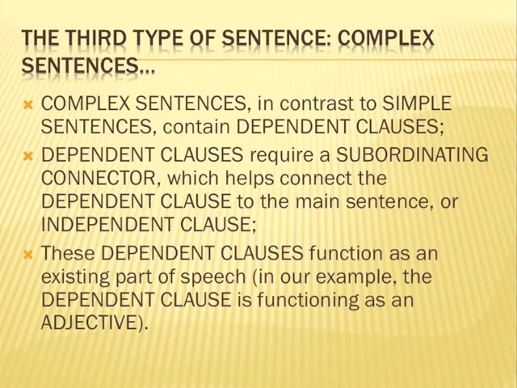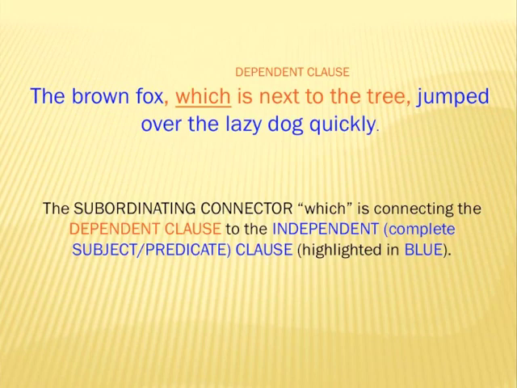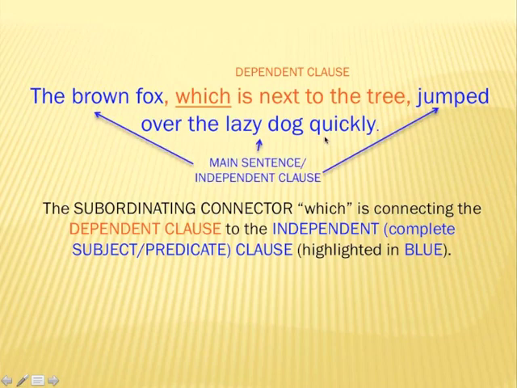Now, one thing you're going to notice is that these dependent clauses function as an existing part of speech. So in our example, the dependent clause was functioning as an adjective. So watch what happens. We've got this connector which is connecting the dependent clause idea, which I've highlighted here in orange, to the entire independent idea. Now, of course, the question is, how is it functioning? Well, again, the blue part is the main sentence. If I removed the adjective or dependent clause, you notice the sentence basically would go back to the original sentence we've created.